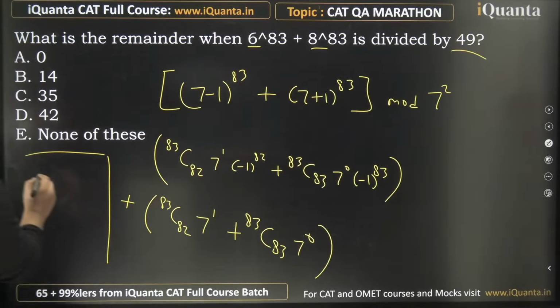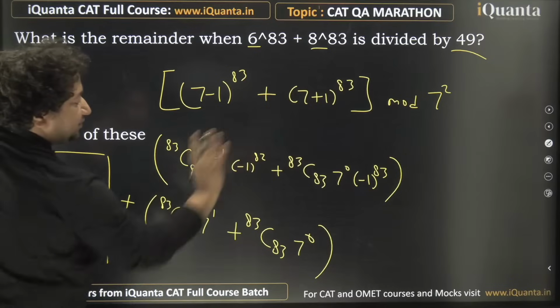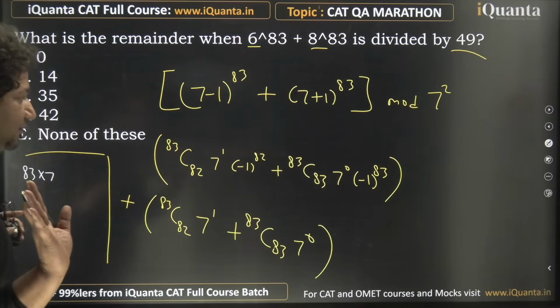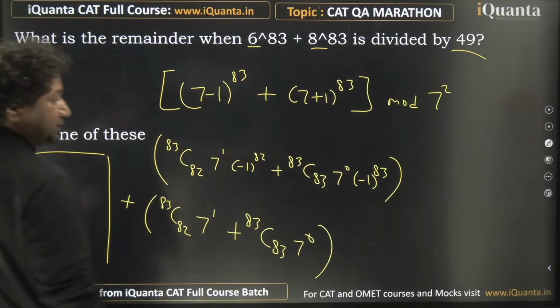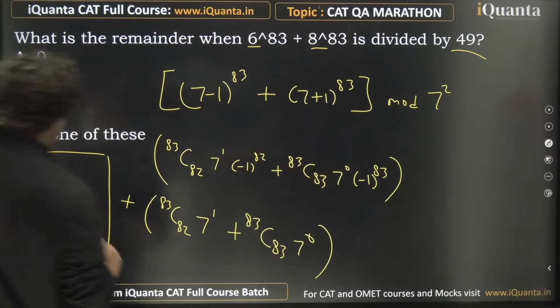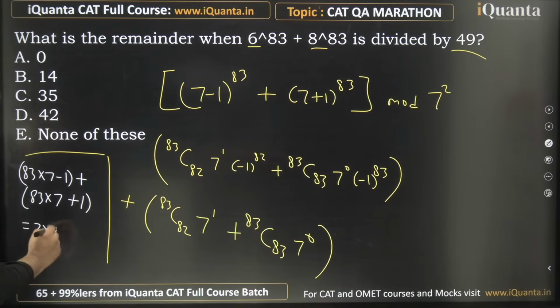83C82 is 83 only. So we have 83 multiplied by 7, and -1 to an even power will be 1 only. Here we have 83C83, that is equal to 1, and -1 to an odd power, so we will get -1 over here. First bracket. The second bracket we will have 83 multiplied by 7 plus 1. This is the second bracket. And if I open it, -1 plus 1 get cancelled. All we have is 2 times 83 into 7. Just divide this by 49 and get the answer.